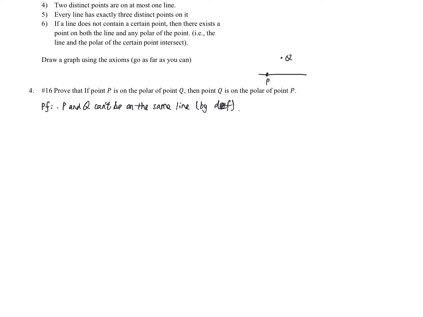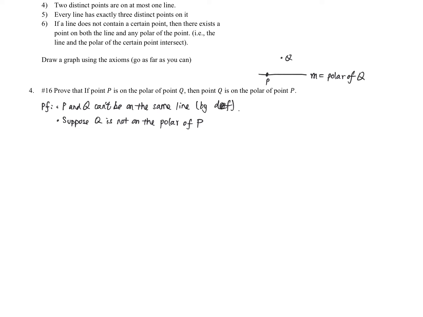And now I would like to approach this problem using proof by contradiction. So I will assume this is not true. This means Q is not on the polar of point P, and then we try to reach a contradiction. For convenience, I'm going to call this M the polar of point Q. Suppose Q is not on the polar of point P, which is the negation of the statement to be proved.